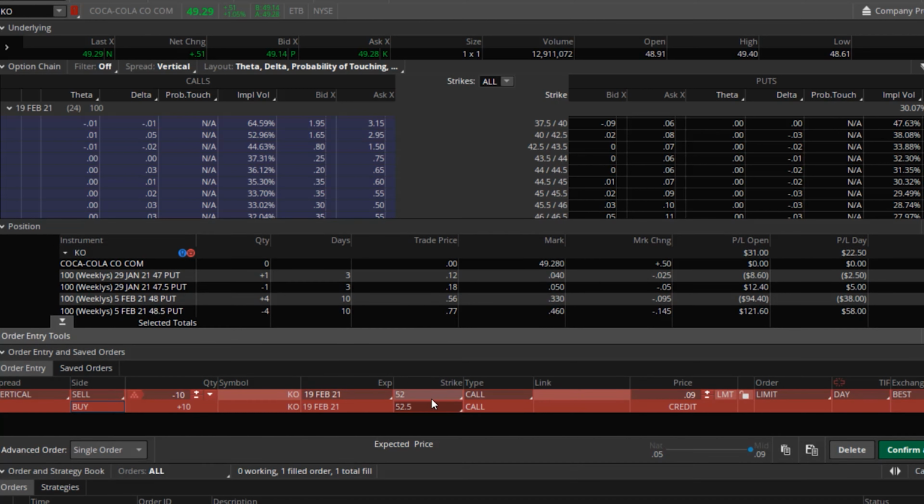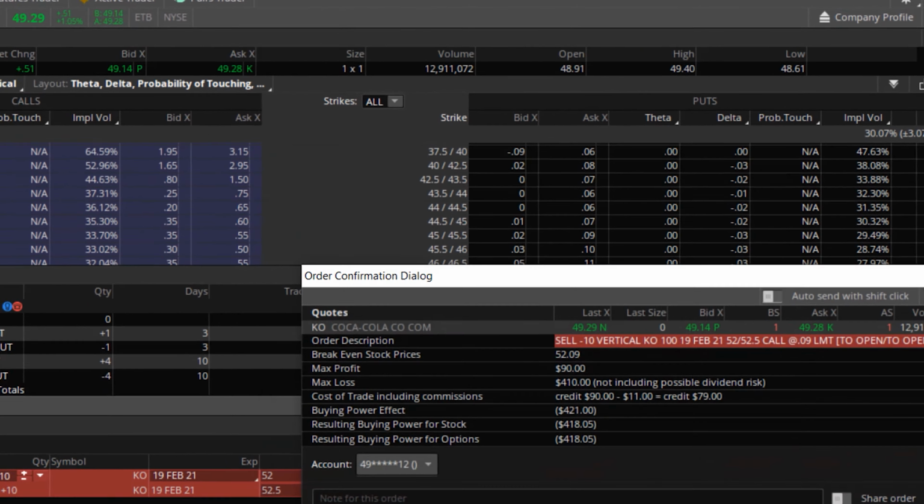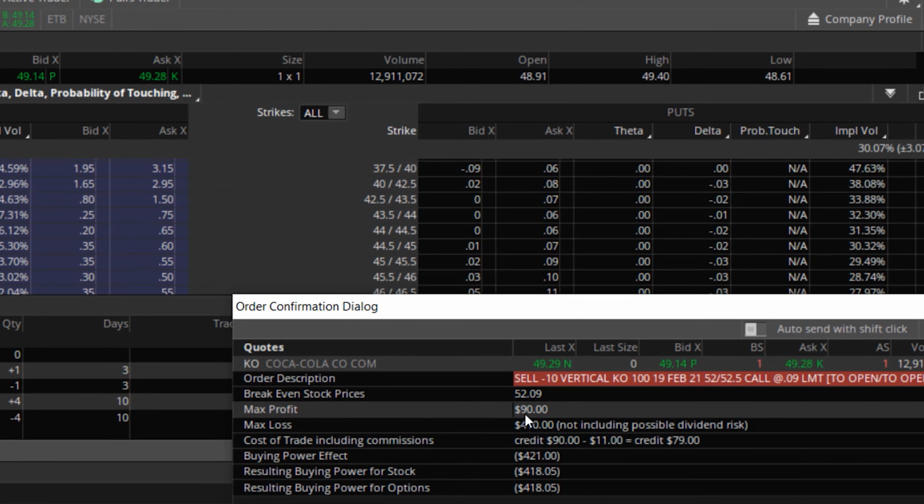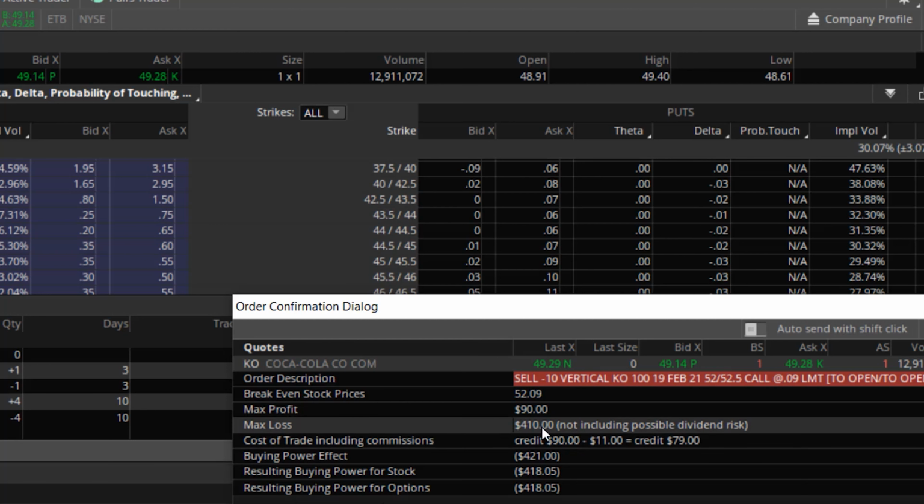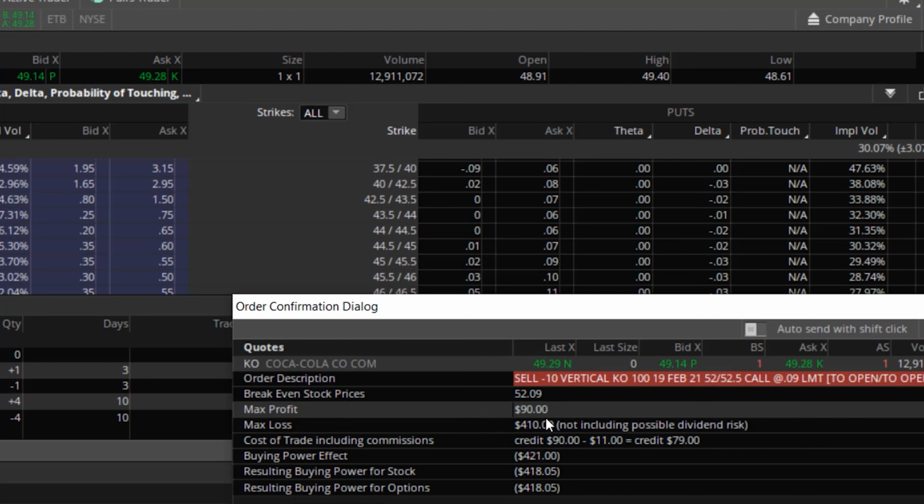I'm going to sell the $52 call, but I'm going to buy the $52.50 call. So this gives us a price of 9 cents per contract. But again, with options, it's multiplied by 100. So that's $9 times, of course, 10 contracts. You're going to max profit $90, but you're risking $410. Now, again, you're risking more than you can make, which is bad.